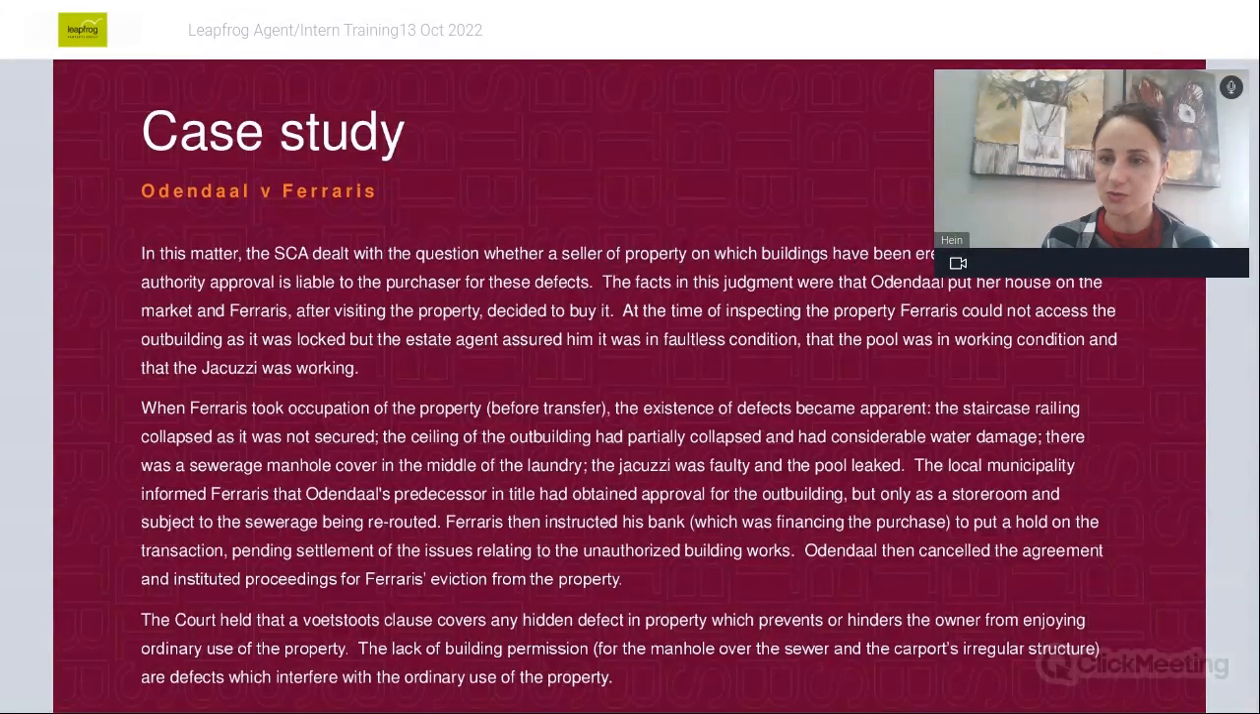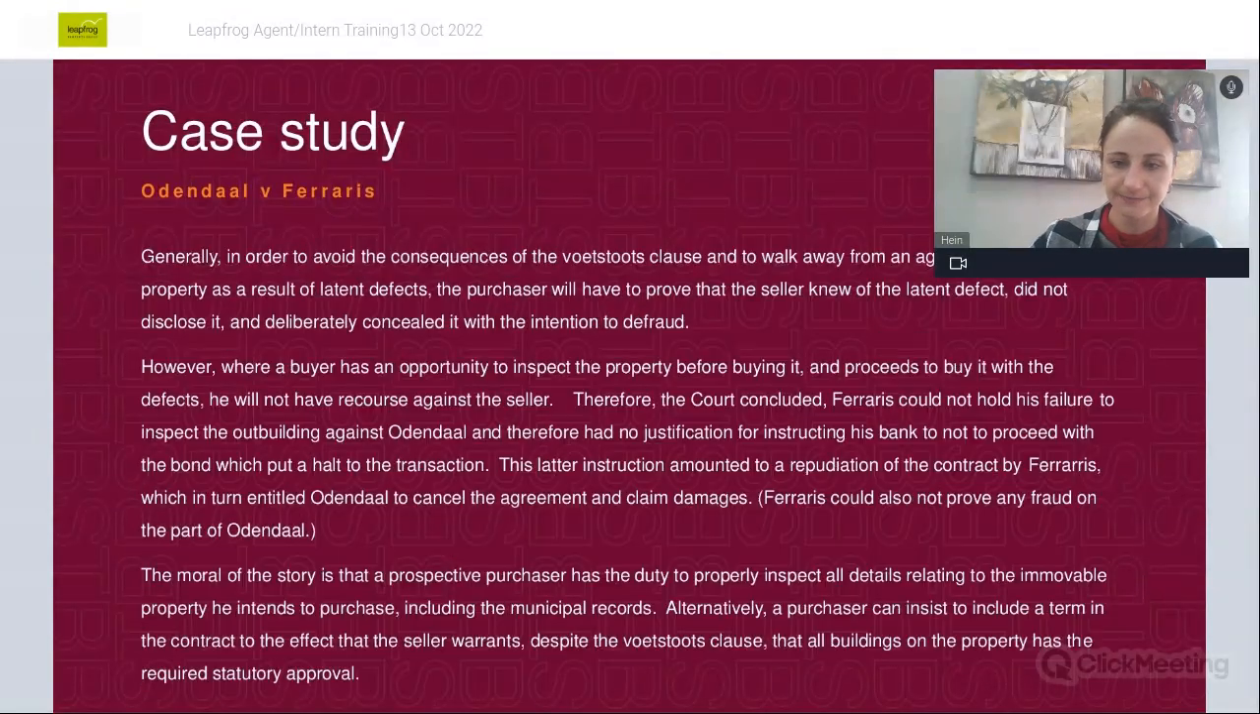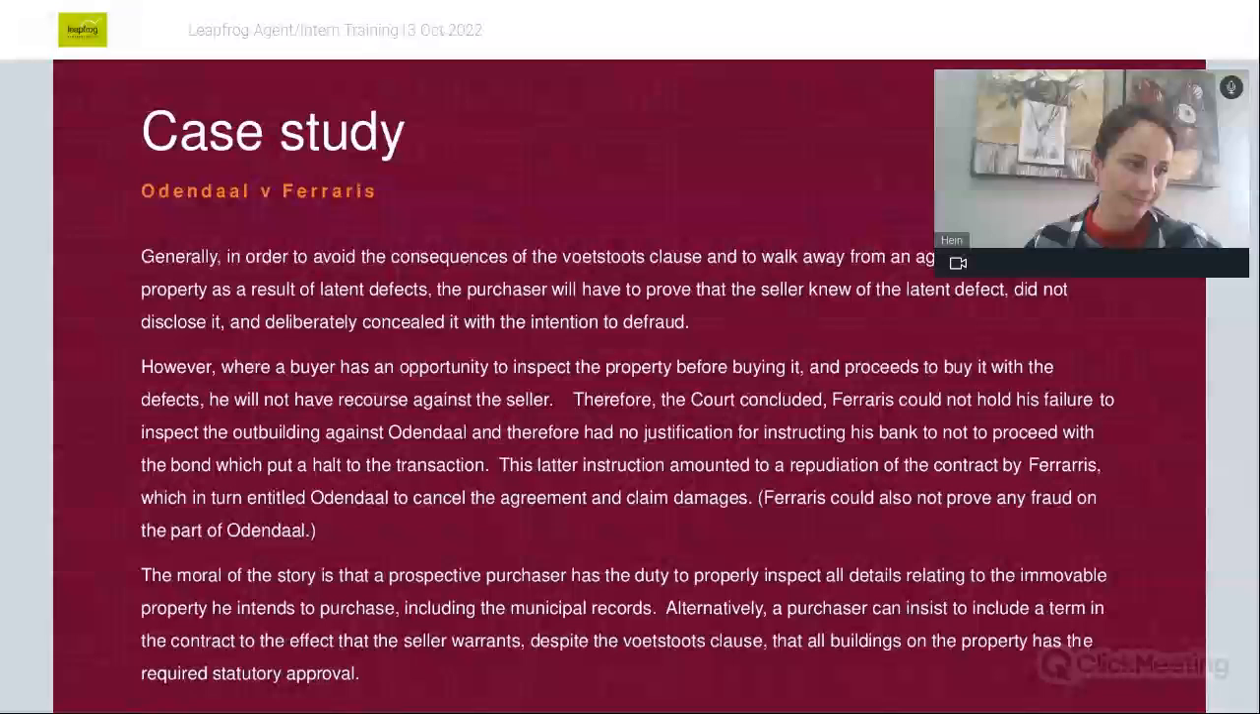Okay, so the Voetstoots clause lived up to its reputation. It protected the seller because the defects were patent, and the buyer could have seen them had the buyer taken precautions and insisted on viewing the property.